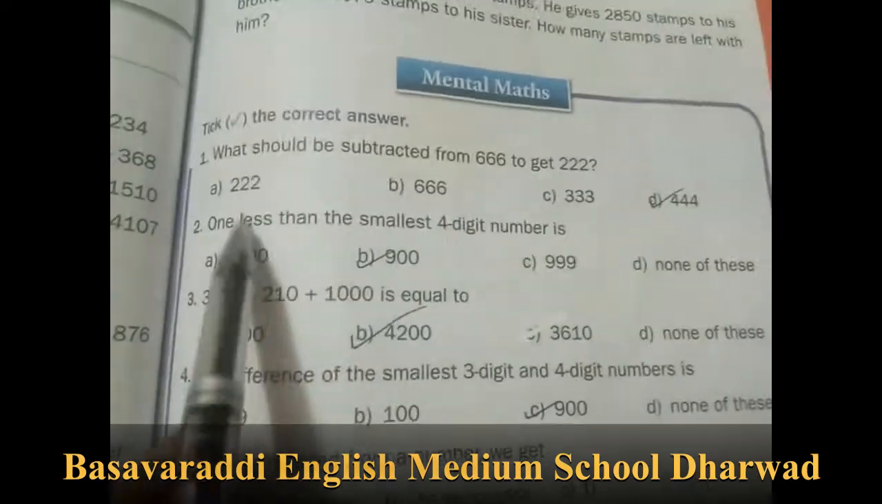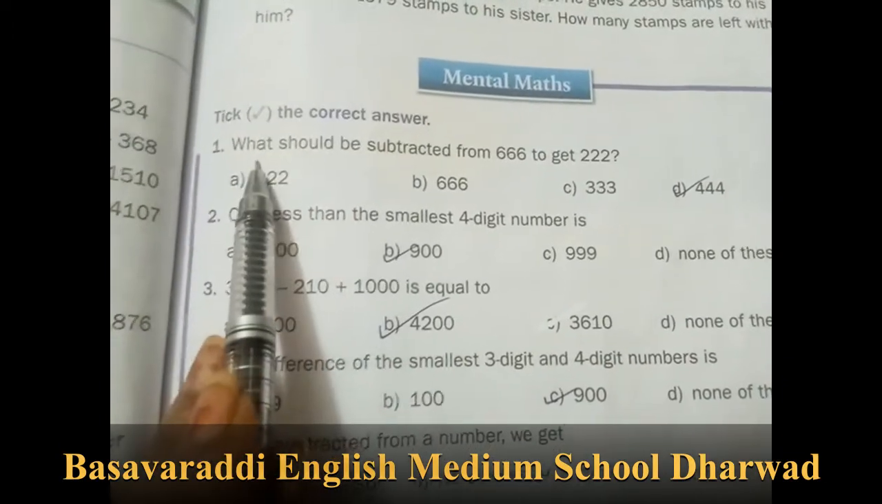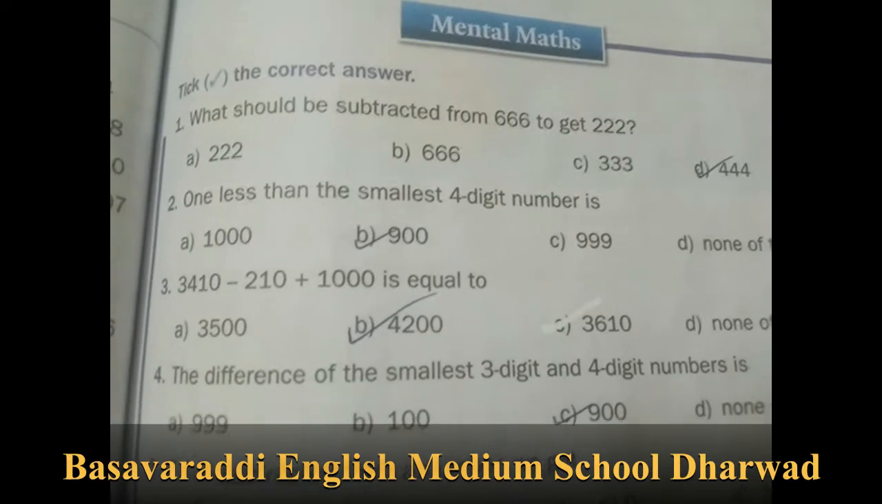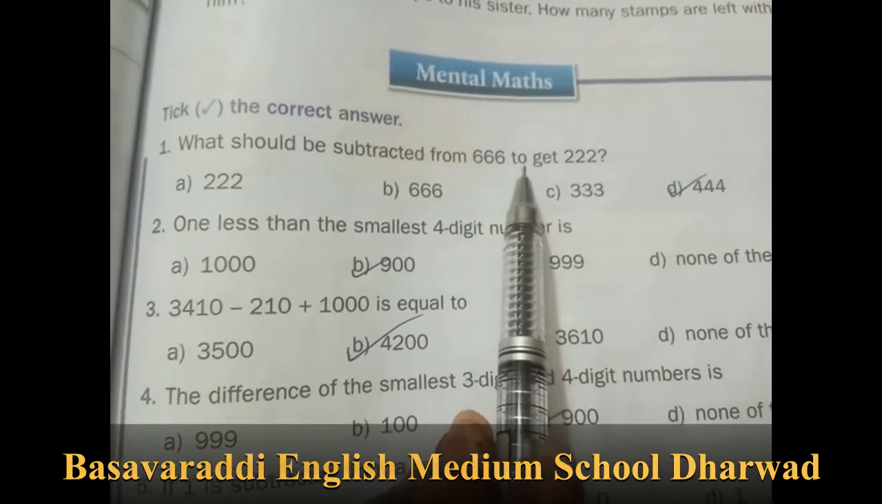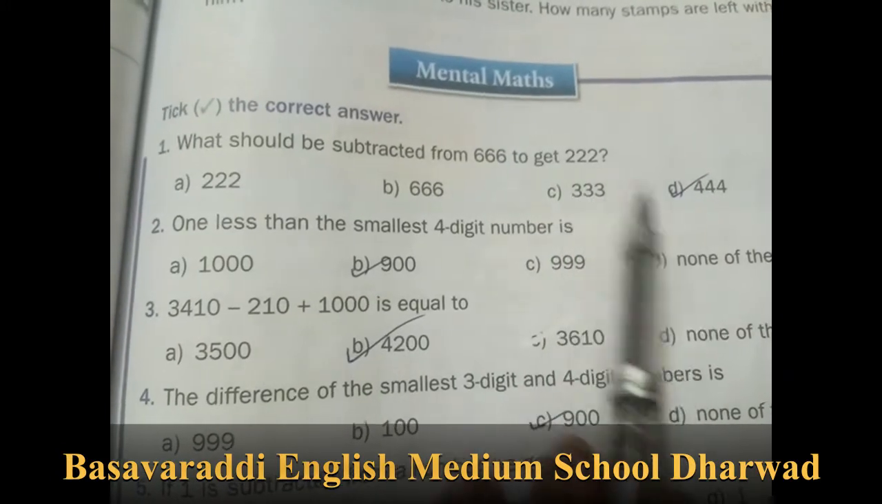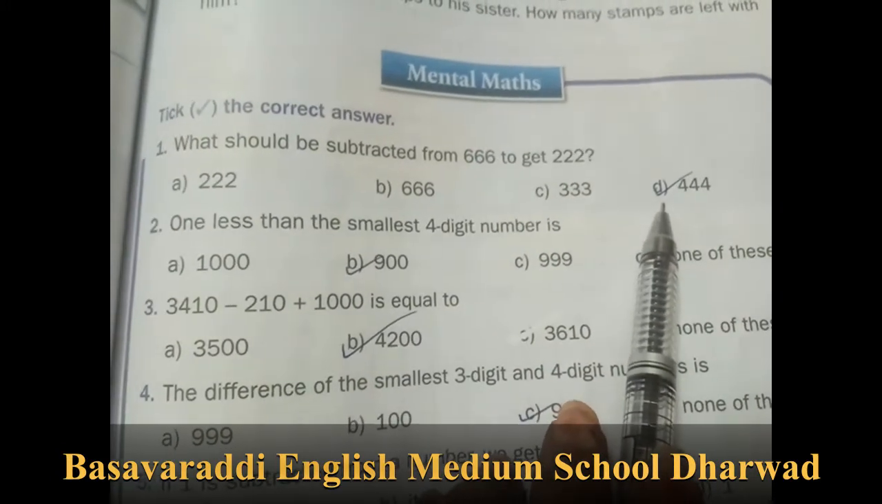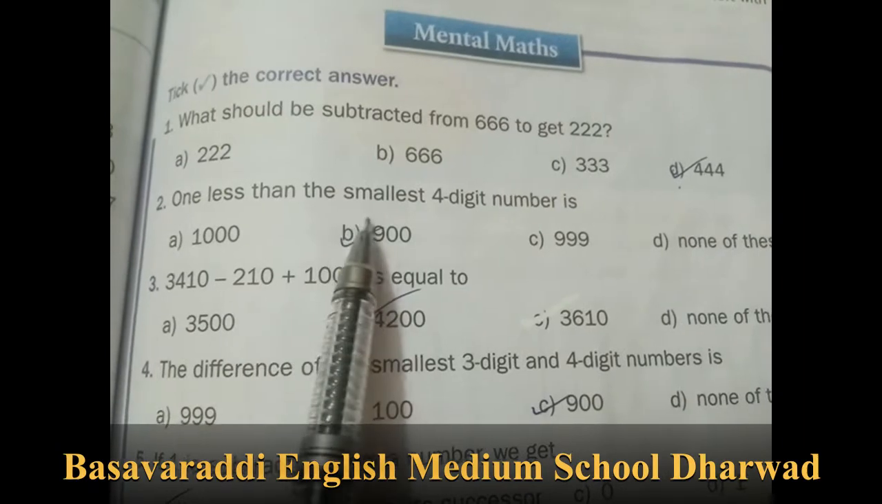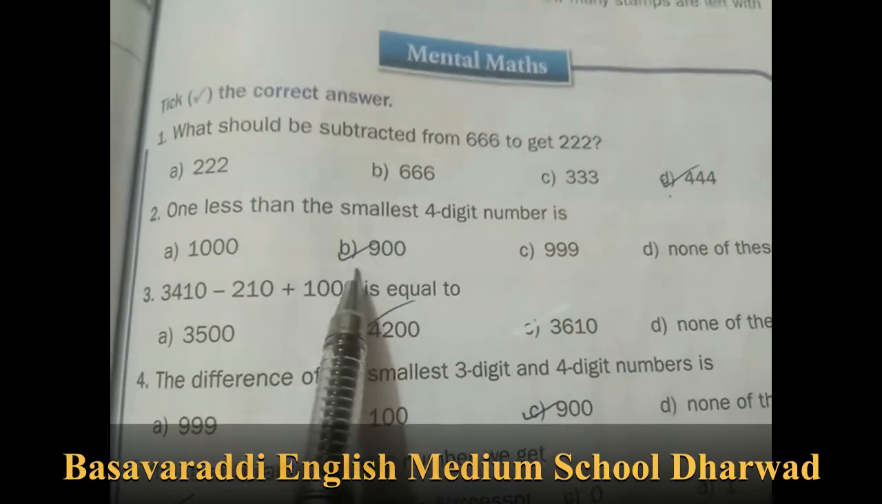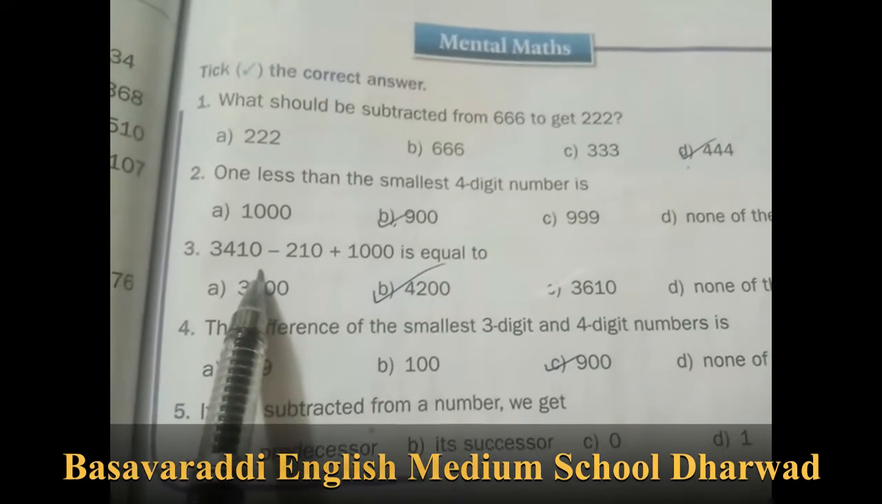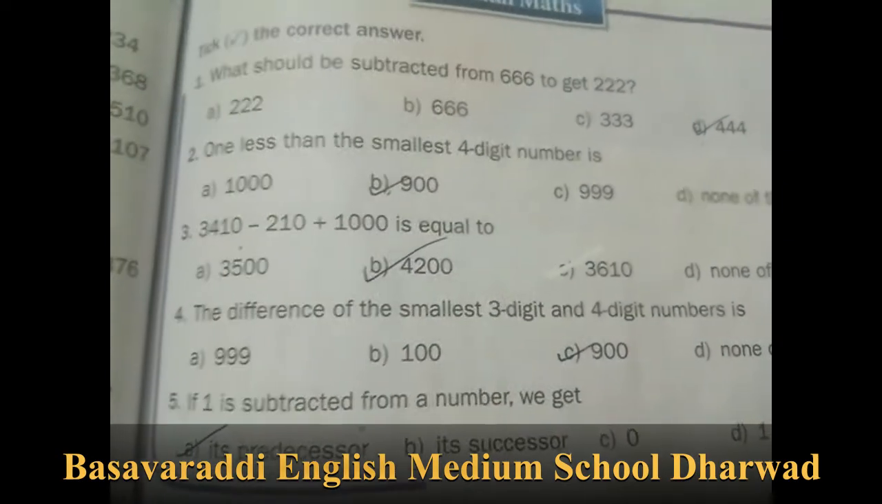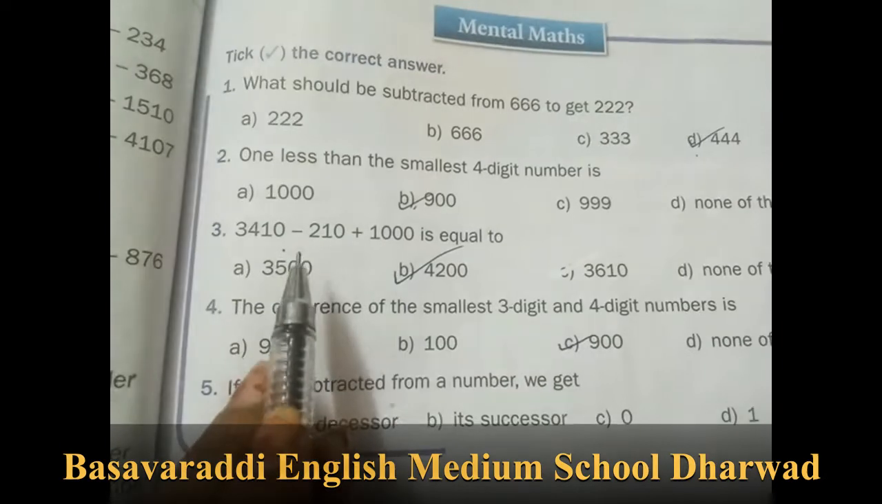So mental maths, tick the correct one. What would be subtracted from 666 to get 222? So the answer is 444. One less than the smallest 4 digit number is 999. Then this is what you have to calculate.